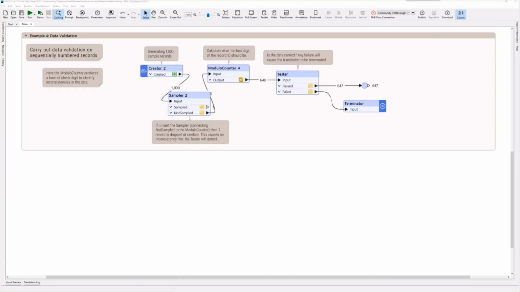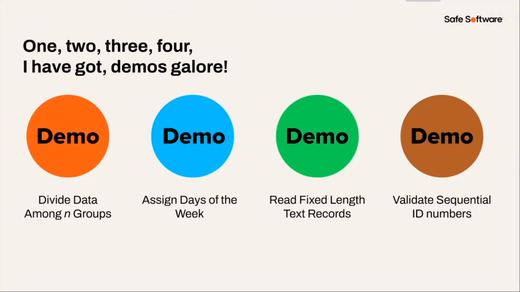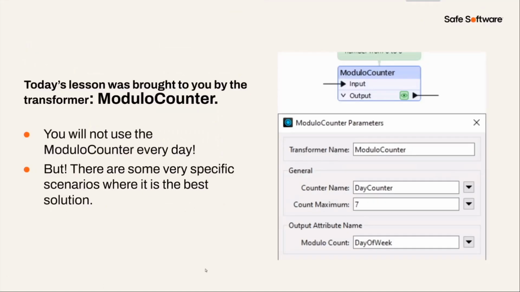So those are my 4 examples. I hope you found them useful. The modulo counter, basically, it's not something you'll use every day, but there are some very specific scenarios where it is the best, and when you need it, then it's very useful for you. Okay, so now over to Evie to look at one of my personal favorite transformers, which is the aggregator.